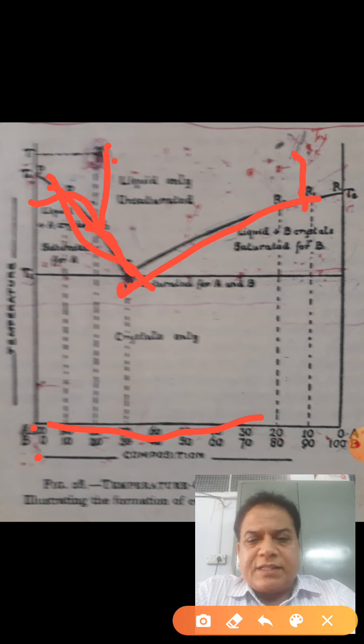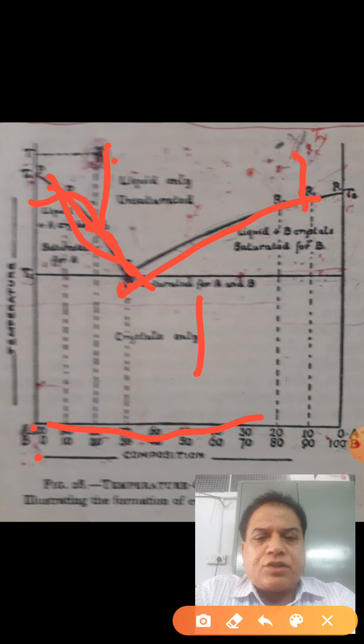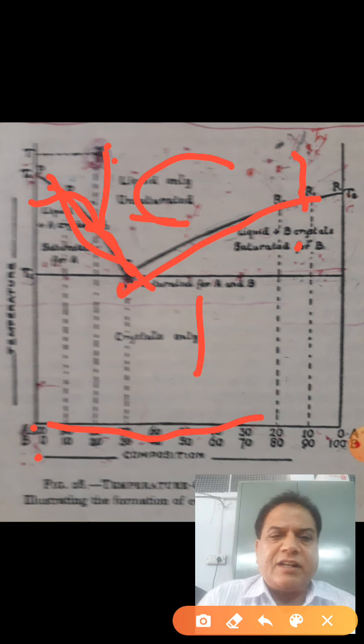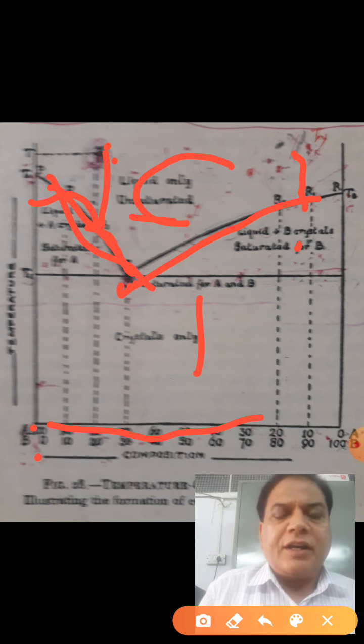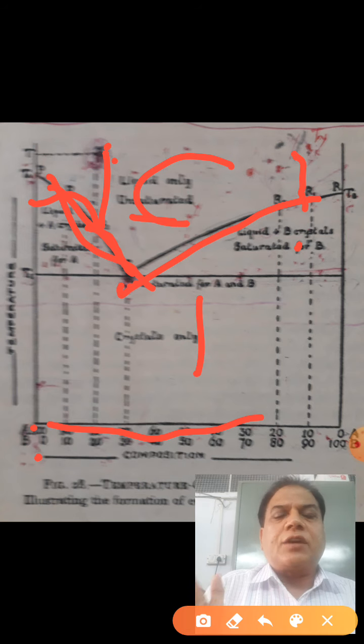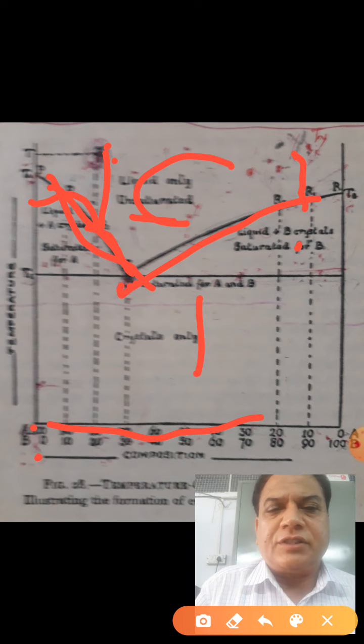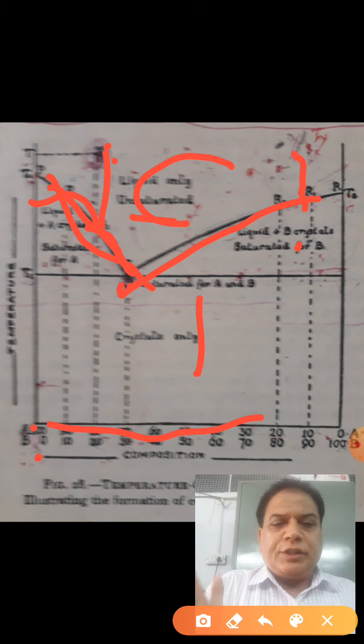Now below this everything is solid. Here it is solid plus B crystals, here it is liquid plus A crystals, and here it is all liquid. So this graph is the general conclusion which has been studied for two-component systems which are not cases of mixed crystals or solid solution series. So it should be very clear what we are saying.